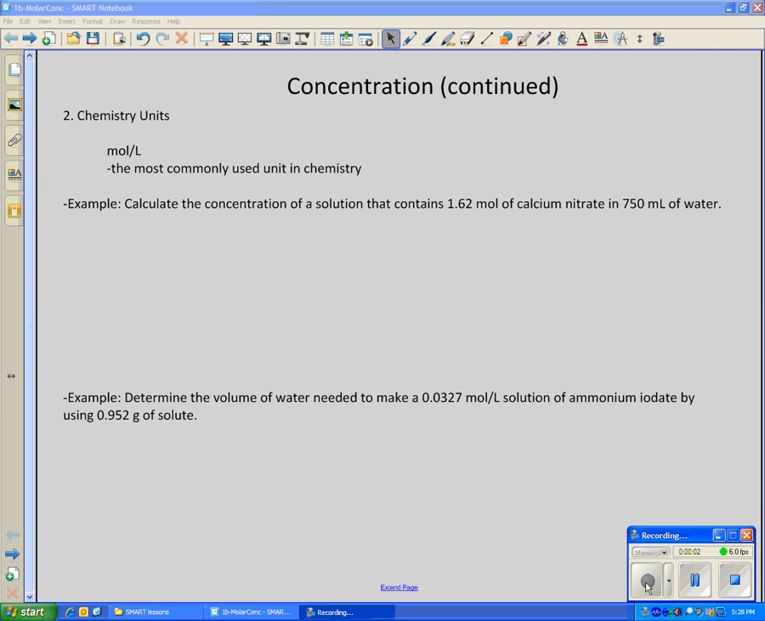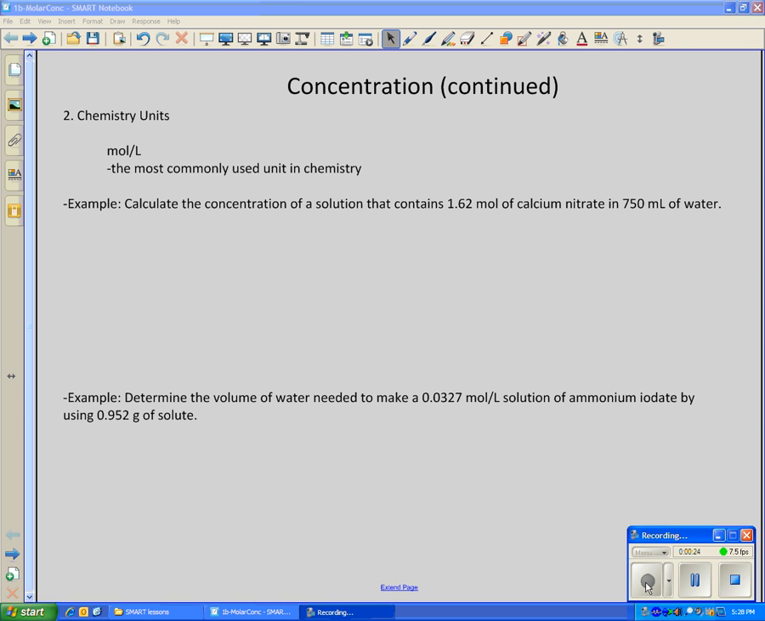We're now going to continue looking at calculation of concentration, and for this lesson we're going to look at the most commonly used units in chemistry, which is moles per liter. So again, this is a ratio of the amount of solute that's dissolved into the solution. The solute in this case is measured in moles, and the volume is measured in liters.